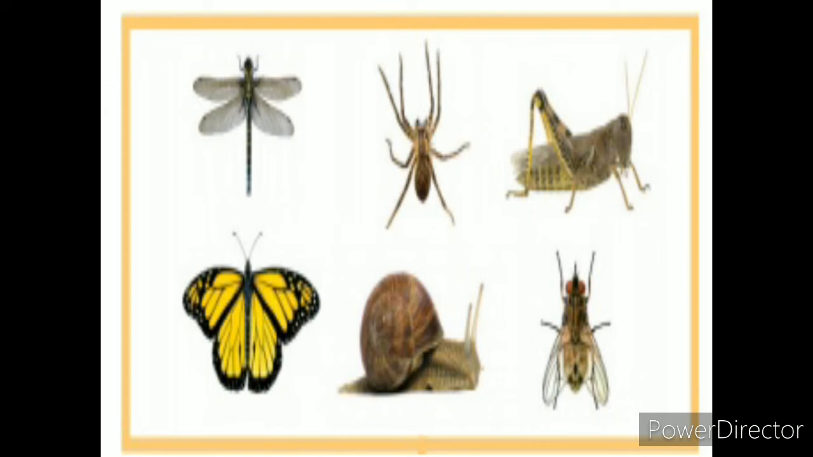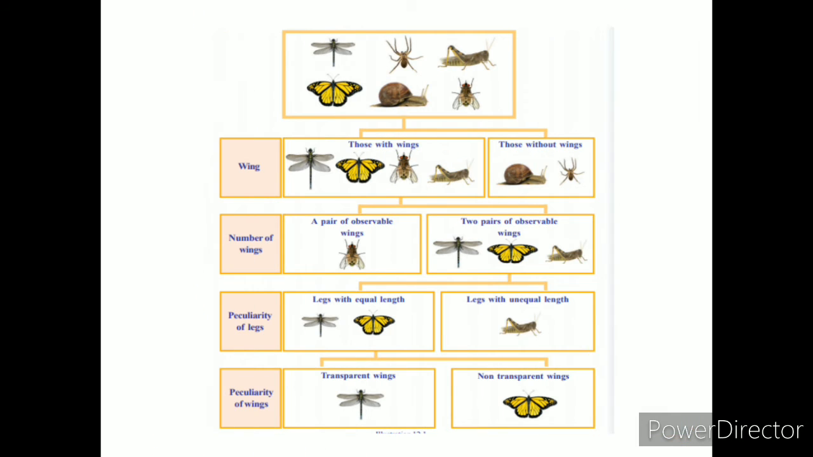Now observe this illustration. These animals are classified based on some indicators. Just observe this illustration and note down your findings in your science diary: how these animals are classified. Have you finished?